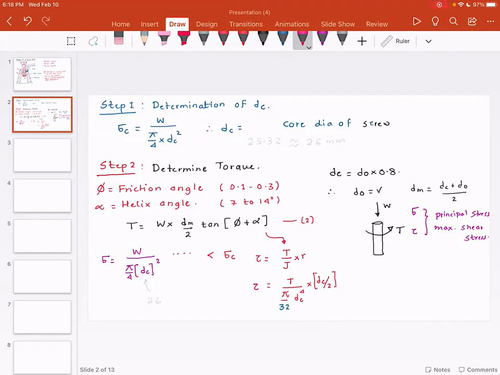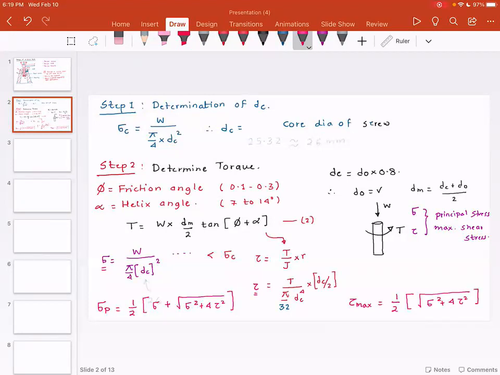Now please note, I have two values. I have the value of sigma, I have the value of tau. I can find out the principal stress. Sigma principal is equal to 1/2 sigma plus square root of sigma square plus 4 tau square. I can also find out tau max is equal to 1/2 square root of sigma square plus 4 tau square.